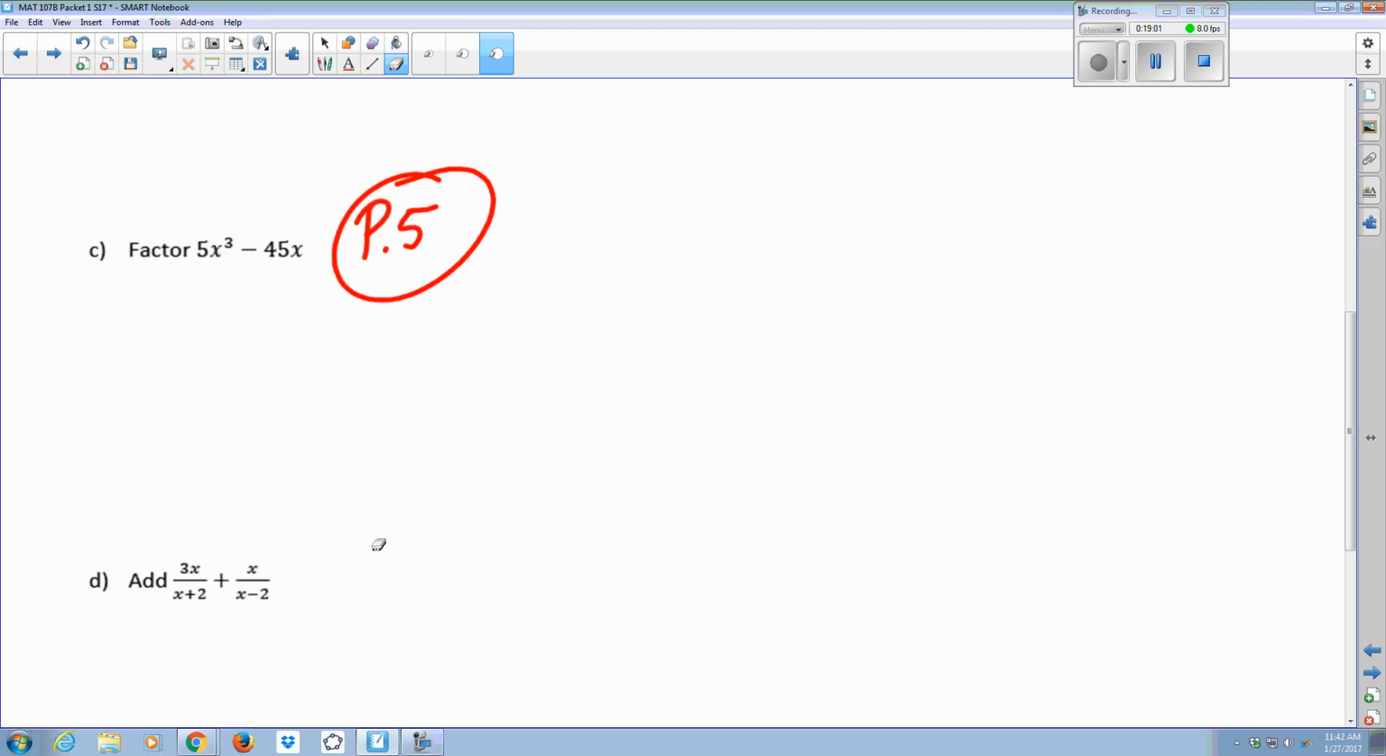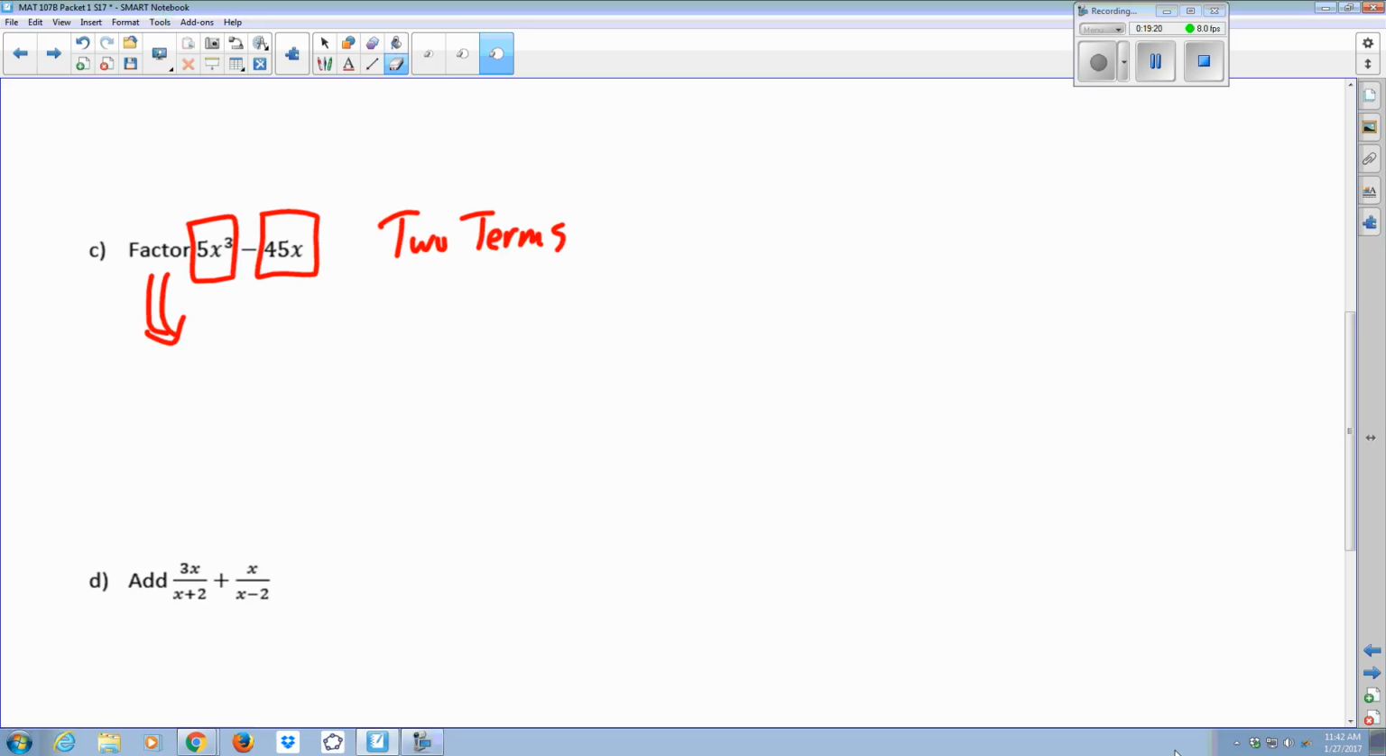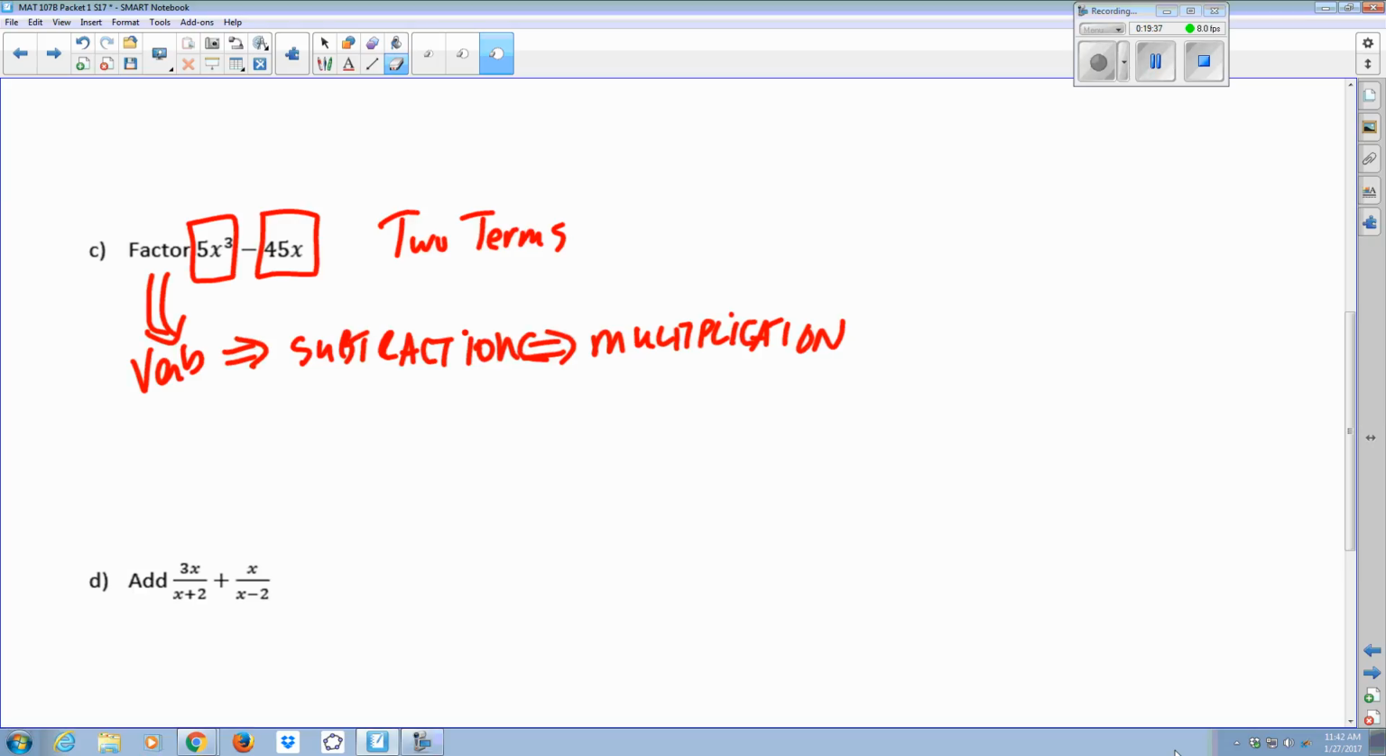That's the first thing. Again, you have 2 terms here: 5x cubed and negative 45x. Those are your 2 terms. This is a subtraction problem. To factor means to take that subtraction problem, this is a verb, and turn it into a multiplication problem that's equivalent. Because you want to create factors, not terms. That's what it means to factor.